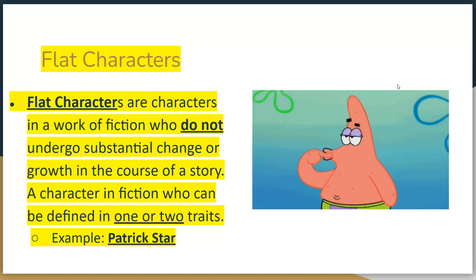The opposite of round characters are our flat characters. Flat characters are the characters in a story who do not undergo any change or growth in the story. A character is just defined by one or two traits. The example is Patrick Star from SpongeBob. He's not a super complex character. He's pretty easy to understand. He really doesn't have many character traits that we see throughout all the different episodes of SpongeBob. He's kind of just there for some comedic relief. So he is considered a flat character. Very basic, just one or two traits that go along with his personality.